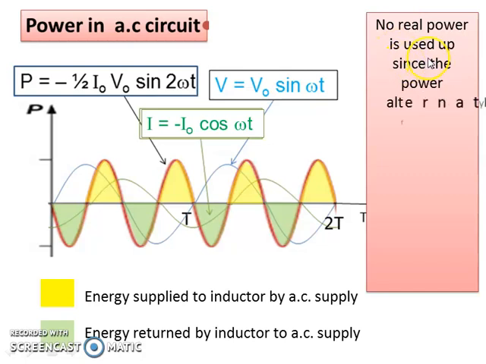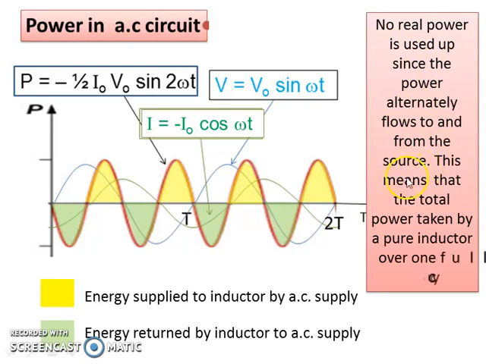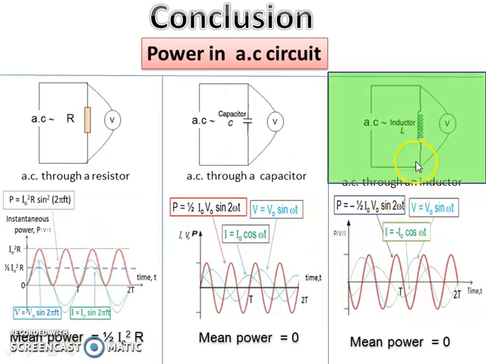So no real power is used up, since the power alternately flows to and from the source. This means that the total power taken by a pure inductor over one full cycle is 0. So we've done AC through an inductor. We get power equals negative half I naught V naught sine 2 omega t, and the mean power is also 0.